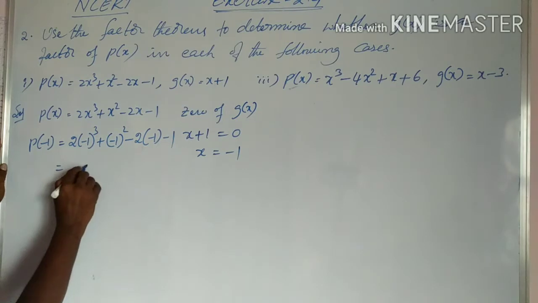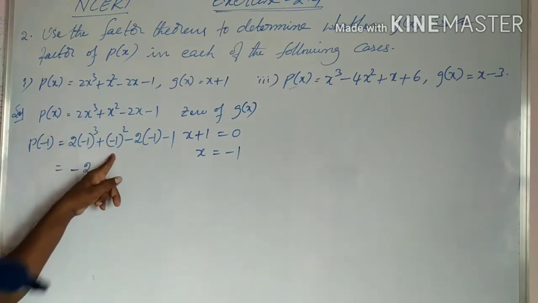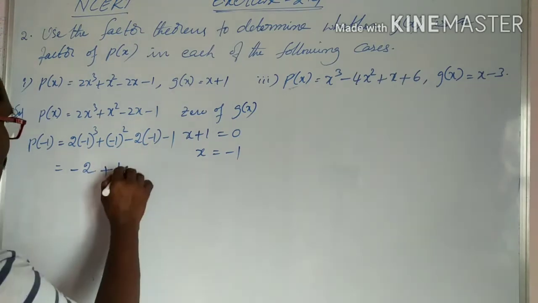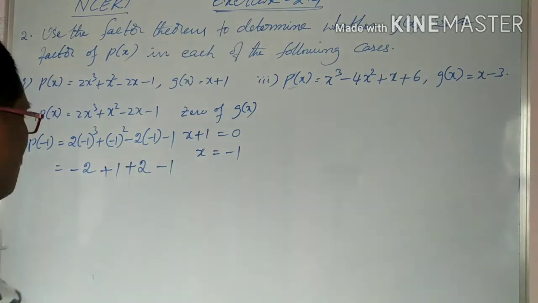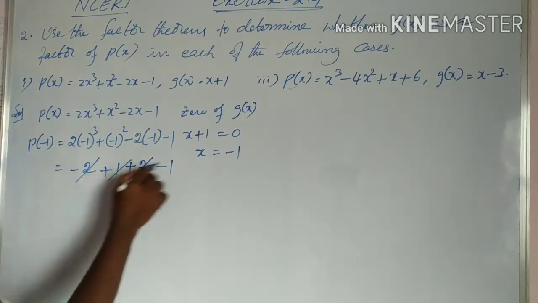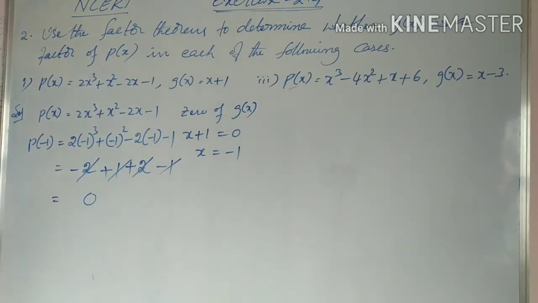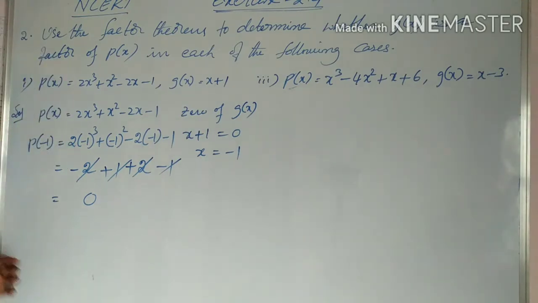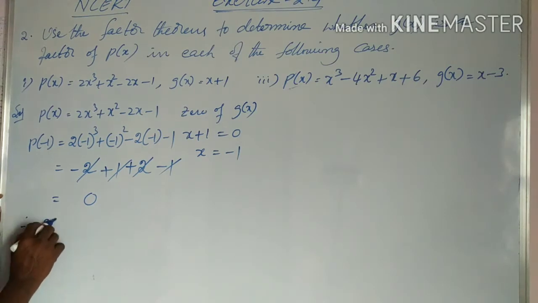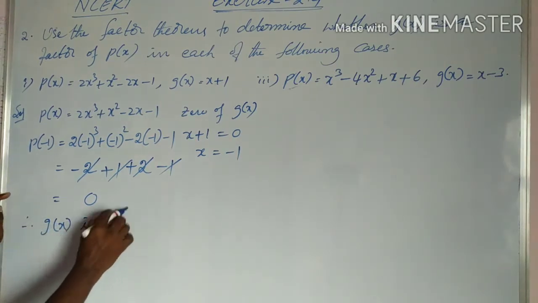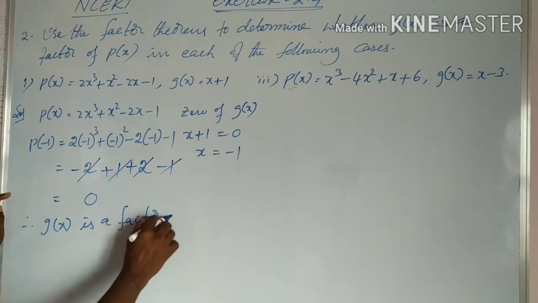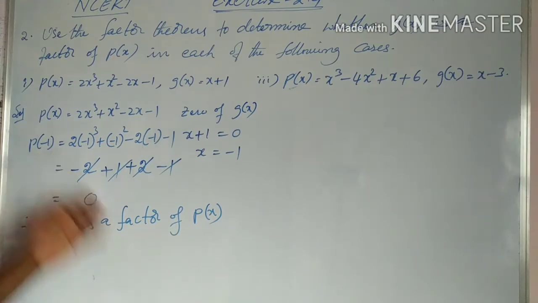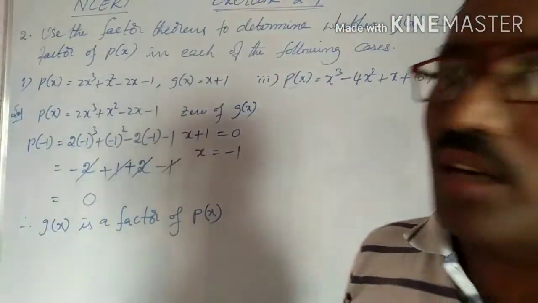2 into minus 1, minus 2, minus 1 whole square, plus 1. Here plus 1 only. Minus into minus, plus 2. Here minus 1. See here, minus 2 plus 2 plus 1 minus 1 cancel, is equal to 0. Here the remainder we got is 0, which means yes, it is a factor. Therefore, g of x is a factor of p of x. If the remainder is not equal to 0, then it is not a factor.